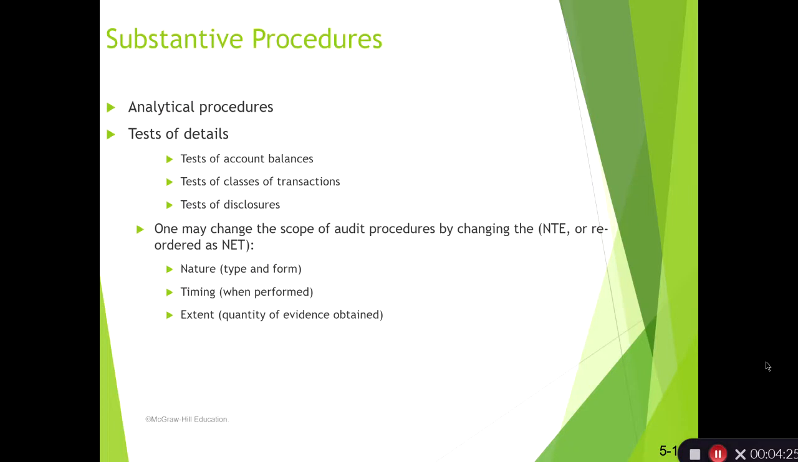And again, this is just a reminder about the substantive procedures, so we can break this down a little bit more. We said that included analytical procedures and tests of details, but breaking out the details a little bit more, we can do tests of account balances, tests of classes of transactions, and tests of disclosures. And we'll talk about as we go through when you might want to do an account balance test versus a classes of transactions test. Obviously, for disclosures, we're looking at footnotes and making sure that those footnotes accurately reflect what's going on in the firm.